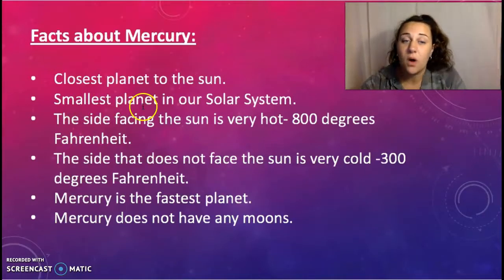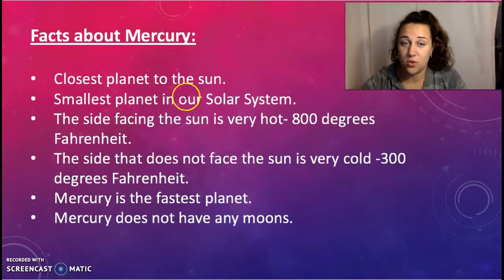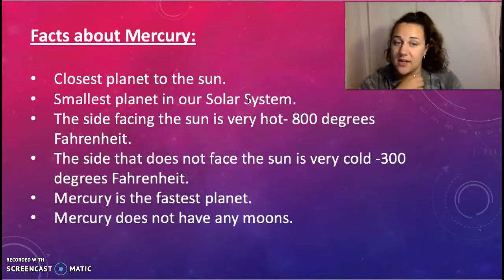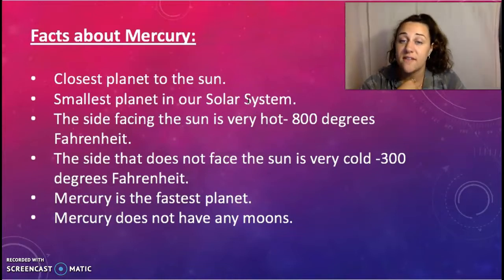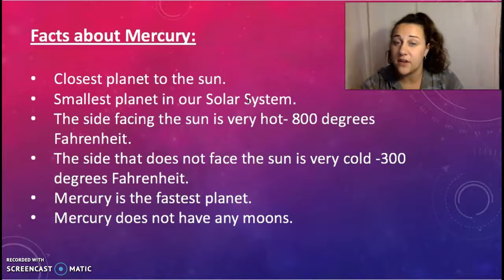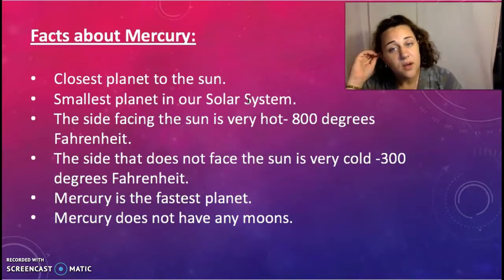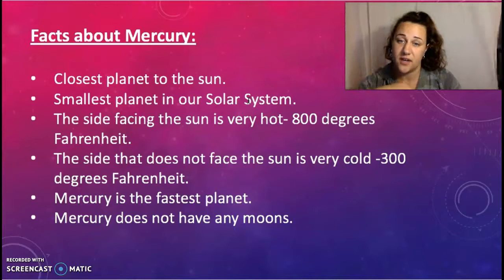Mercury is the smallest planet in our solar system. So it's the smallest, it's the tiniest. It's not as big as the other planets. So the side facing the sun is very hot. It gets up to 800 degrees Fahrenheit. It's a very, very hot planet. Okay, we're going to keep that in our mind. The side that does not face the sun, though, can get very cold, below 300 degrees Fahrenheit.